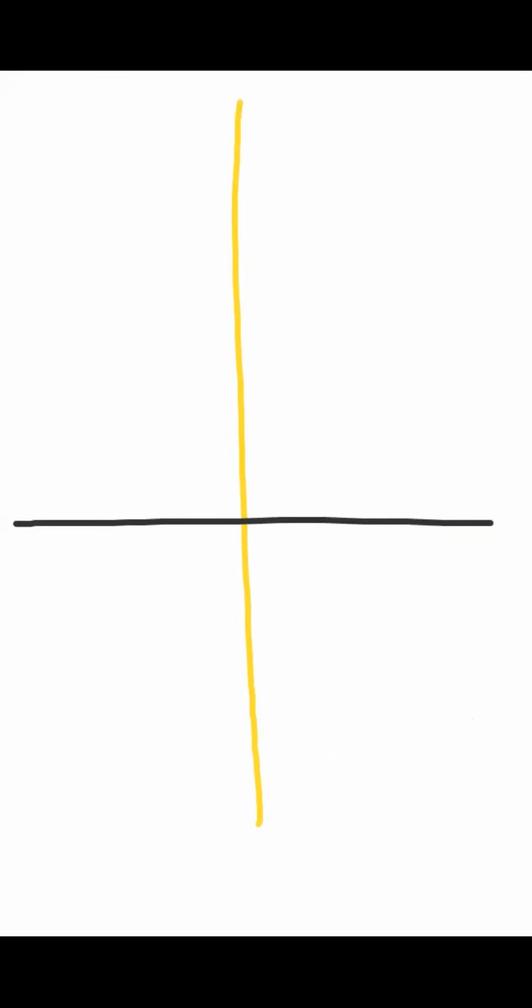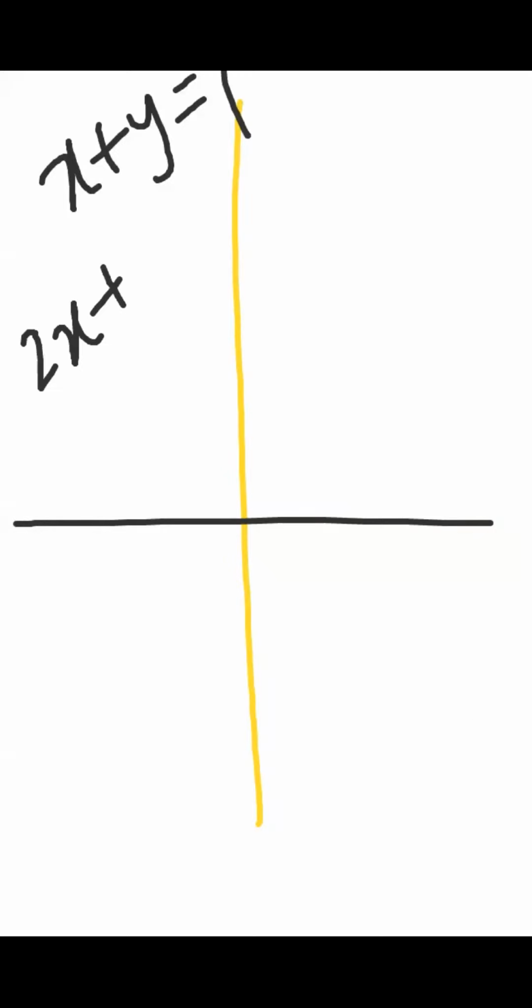Okay, another situation. Say my x plus y is equal to 1 and 2x plus 2y is equal to 2. Say there are two equations like this, but if you see very clearly, the second equation is redundant of the first one. The second equation is redundant of the first one.